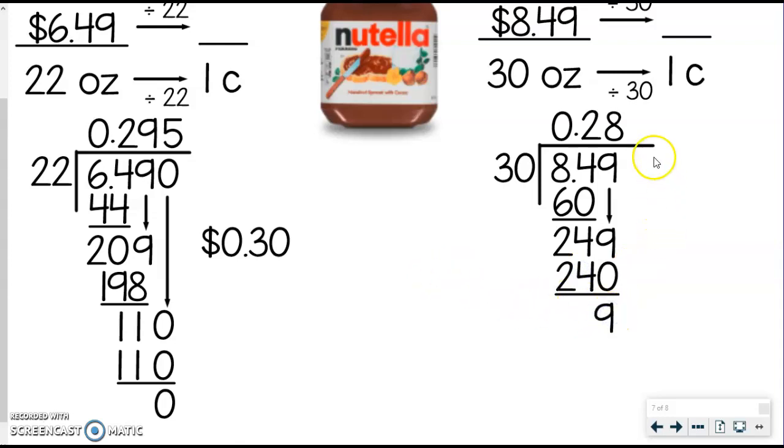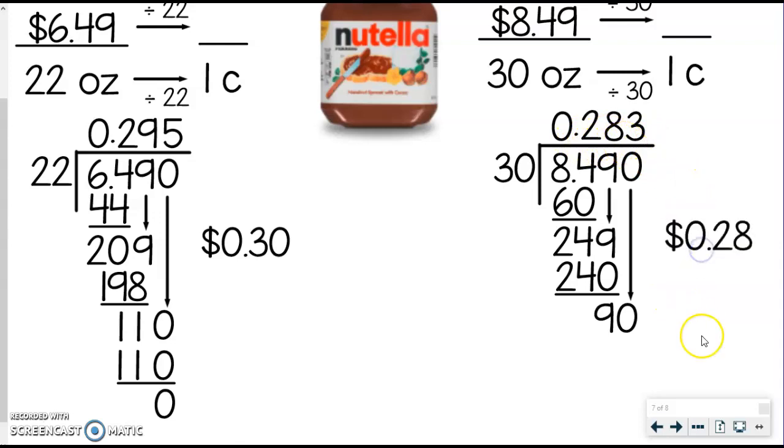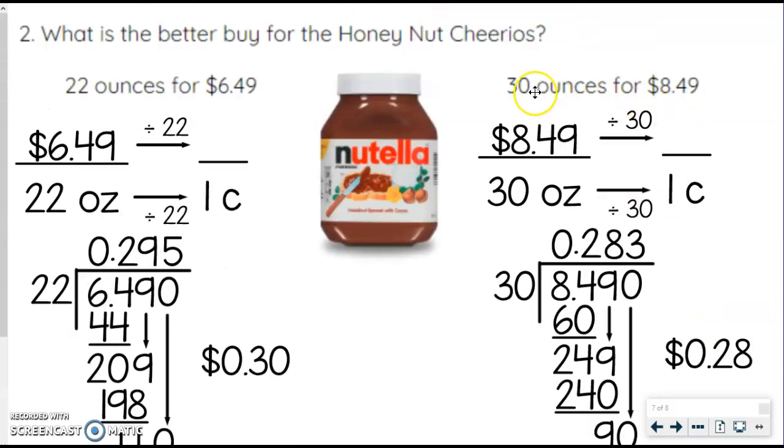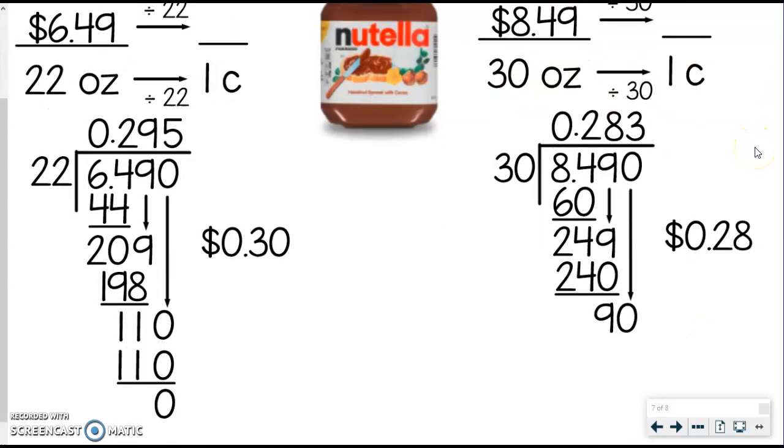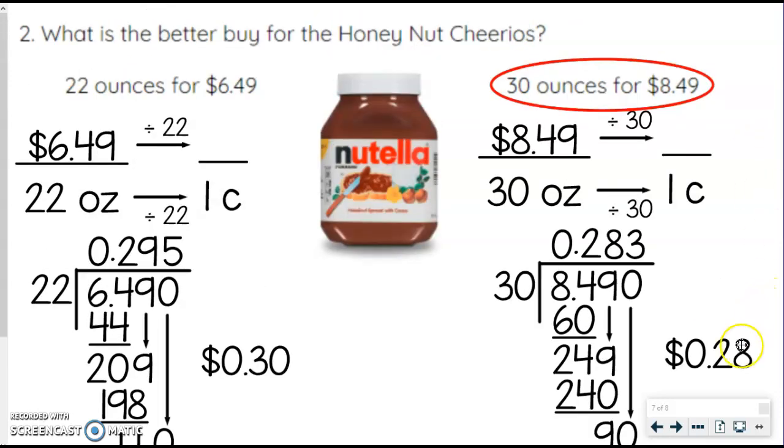Subtract, we're left with 9. We have to add that 0 and finish out the problem. We're almost there. 30 fits into 90 3 times. I can stop because now that 3 is going to tell me that 28 is going to stay the same. So we get 28 cents for that one, meaning that this is the better buy by just a few cents. Whew, that was a lot of work.